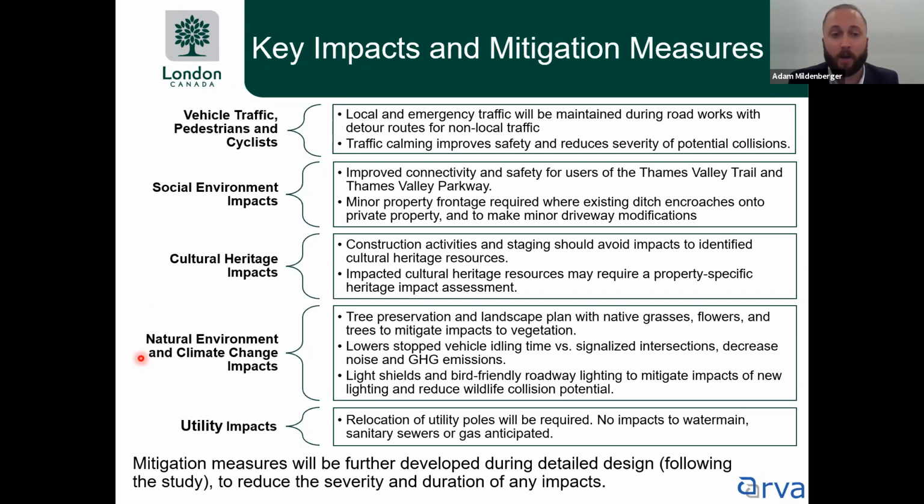With respect to the natural environment and climate change impacts, the tree preservation and landscape plans will illustrate native grasses, flowers, and trees to offset impacts to vegetation. There are also benefits of reduced air pollution due to the reduction of stopping and restarting of vehicles that you would find at a traffic signal. So that benefit is associated with a roundabout. And light shields and bird-friendly roadway lighting is also proposed.